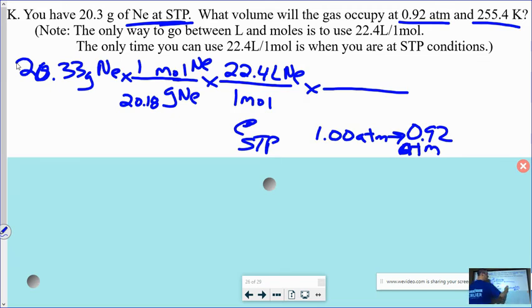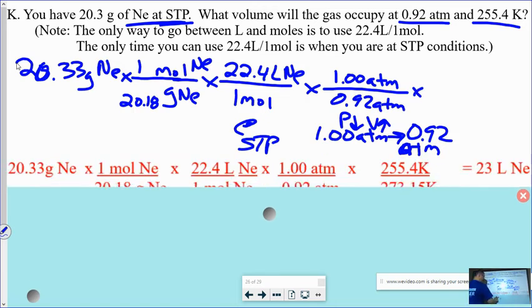So our pressure is going down, so our volume should go up. Our external pressure went down, so our internal volume will go up. So you want to arrange these two numbers to make sure that this number gets bigger. So we put the bigger of the two numbers on top, 1.00 atmospheres and 0.92 atmospheres.